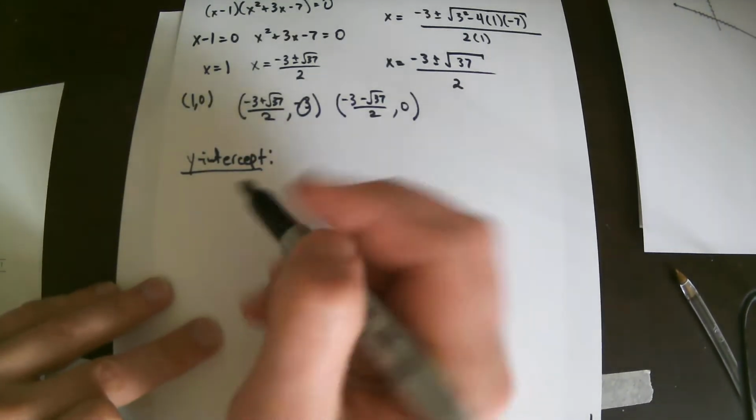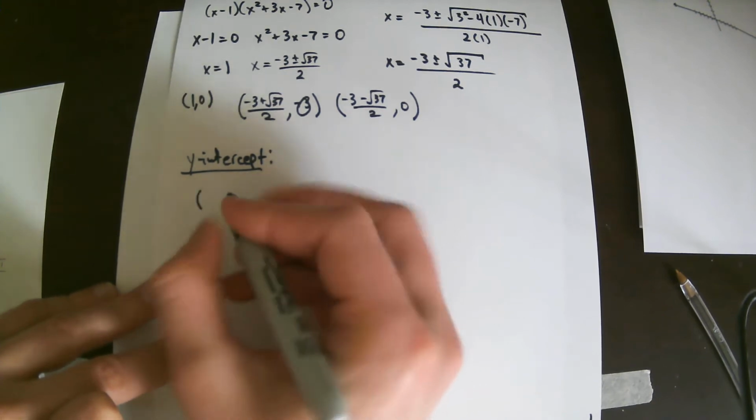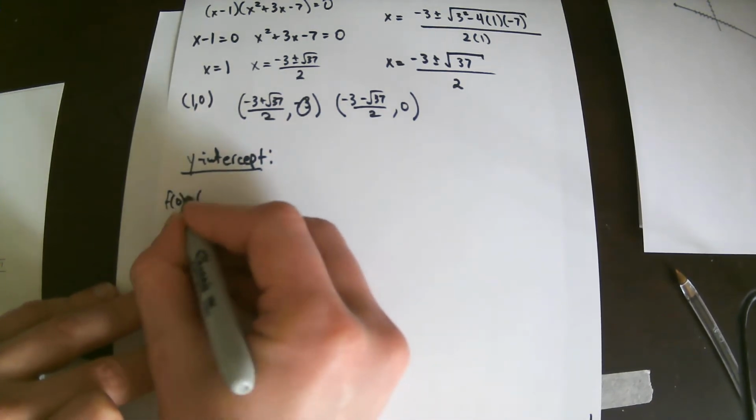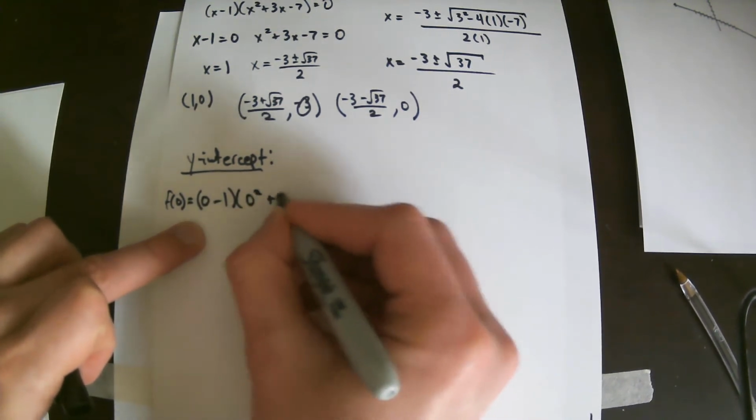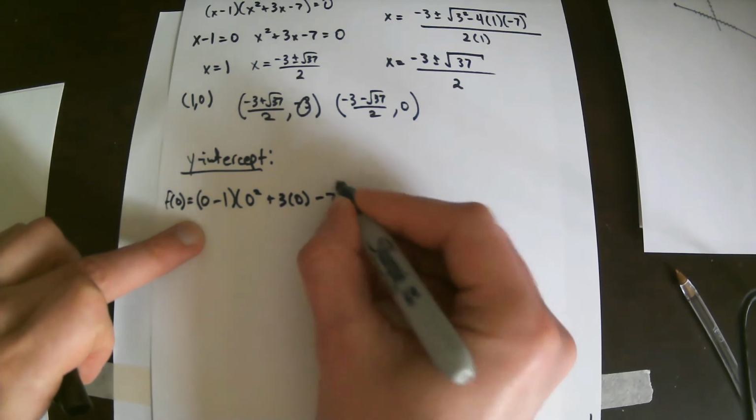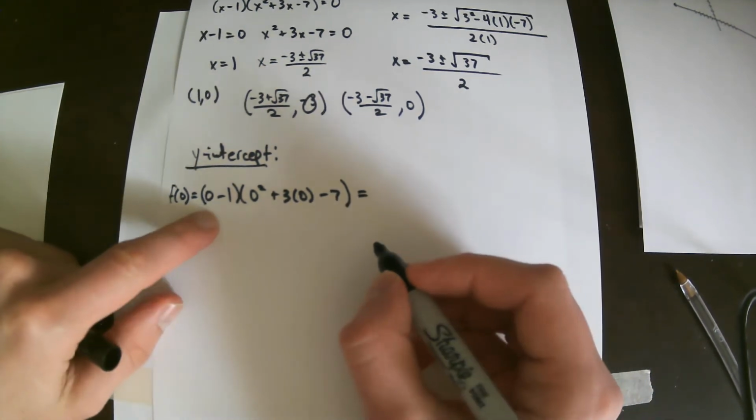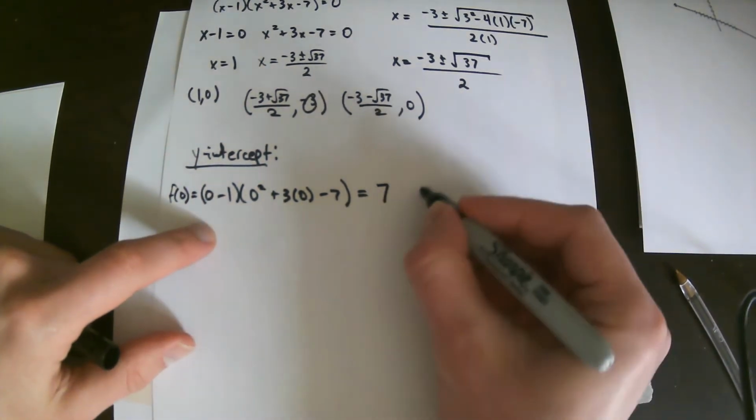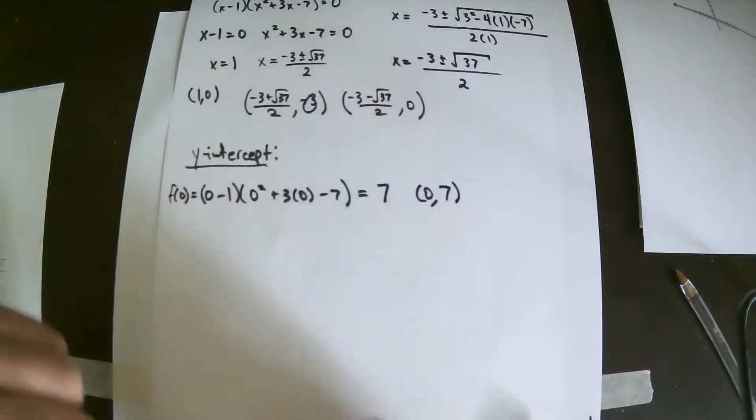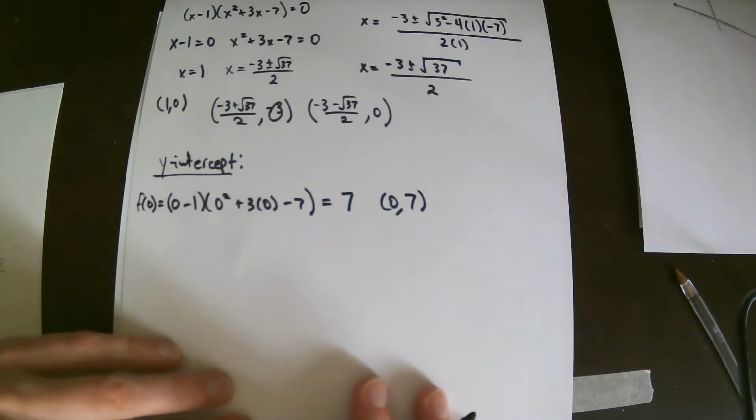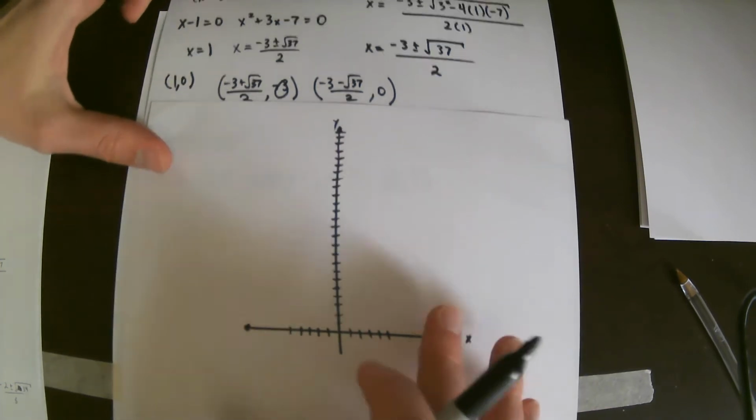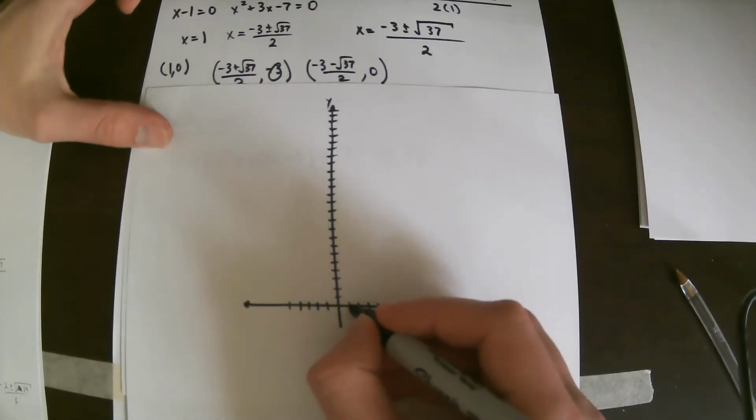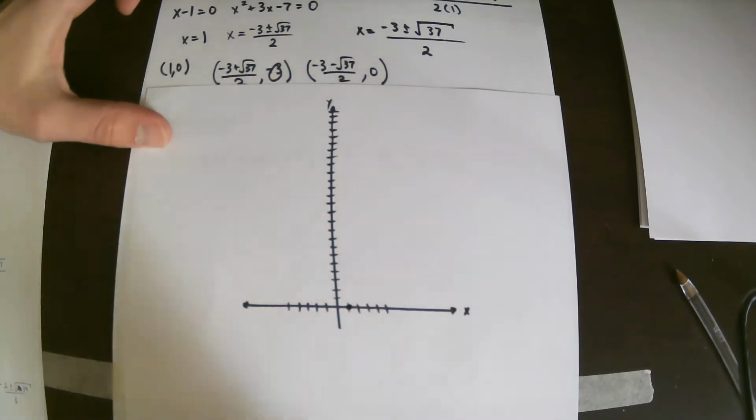Alright, y-intercept. Plugging in 0, so f of 0 is equal to 0 minus 1 times 0 squared plus 3 times 0 minus 7. That's going to be negative 1 times negative 7, so that's 7. So there's my y-intercept, 0, 7. Alright, graphing these points. So my x-intercepts first, 1, 0, that's easy enough to graph, that's right there.